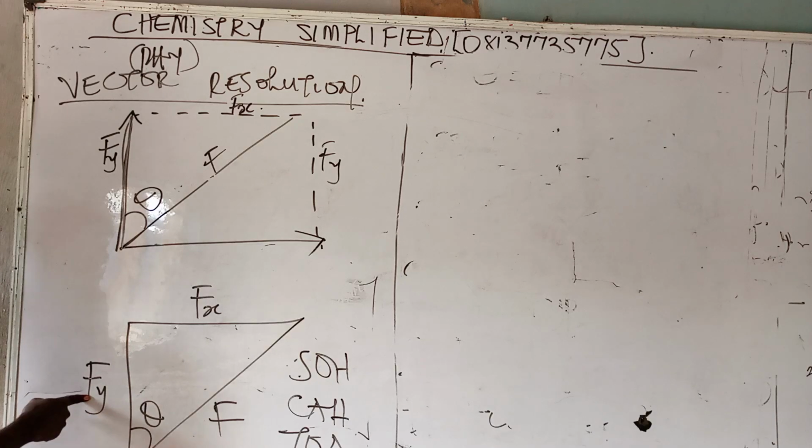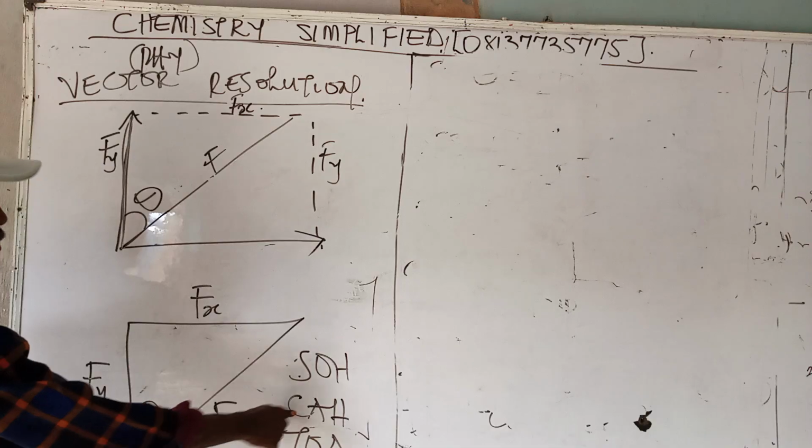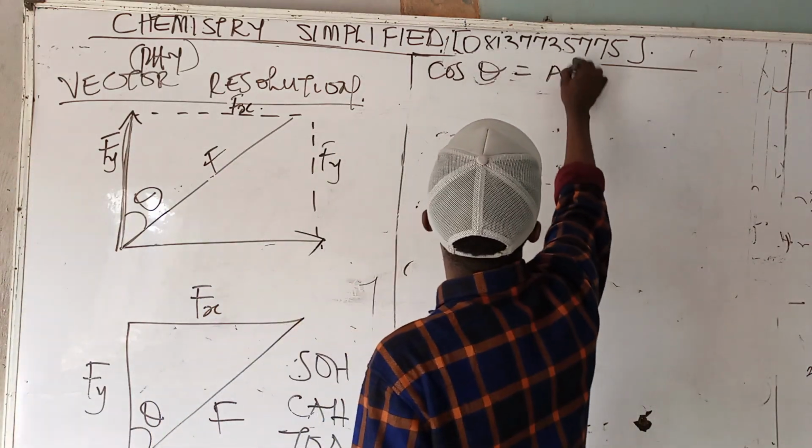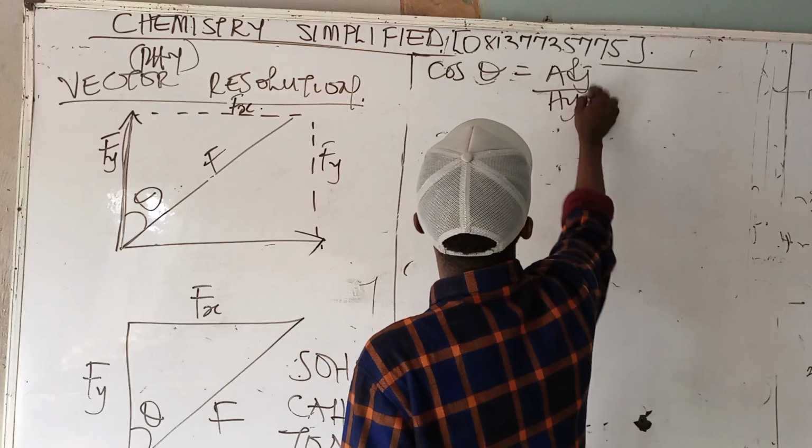Now, I want to resolve the force vertically. We are looking for the ratio that joins Fy and F together. So this is opposite, this is hypotenuse and adjacent. And that's cos theta. So we have cos theta equal to adjacent over hypotenuse.